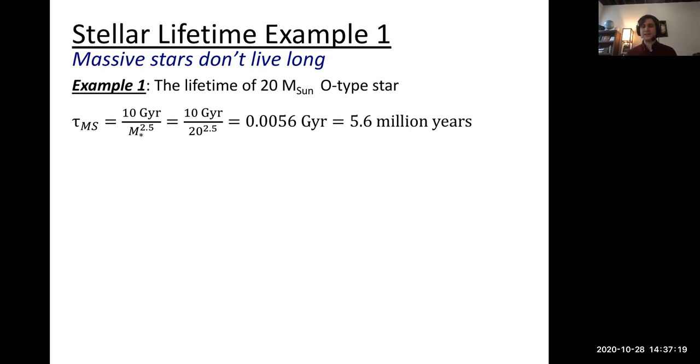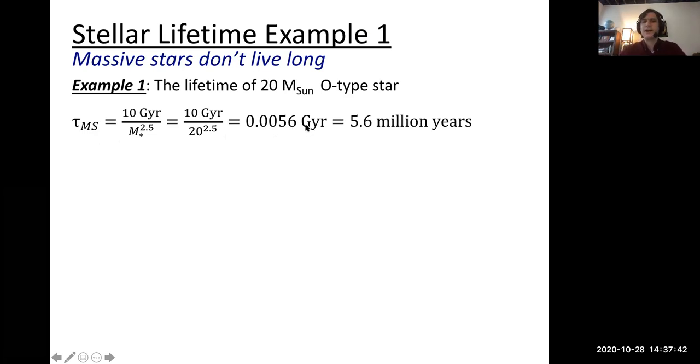About as massive as stars get, 20 solar masses. Just have to plug this number into my equation. So my main sequence lifetime is going to be 10 billion years divided by the mass of the star in solar masses raised to the 2.5 power. So 10 divided by 20 raised to the 2.5 gives me 0.0056 billion years.